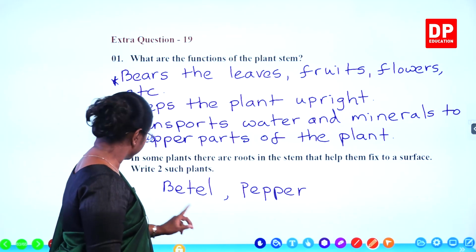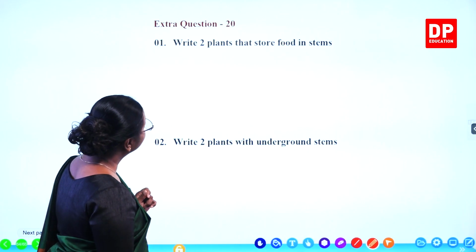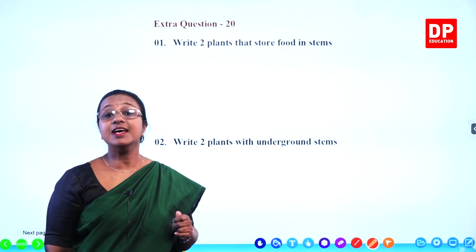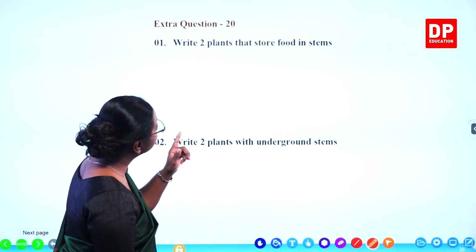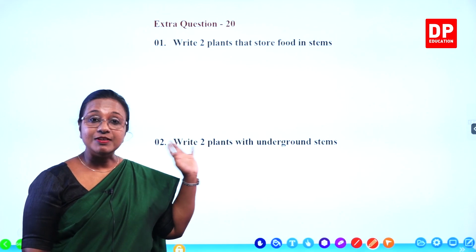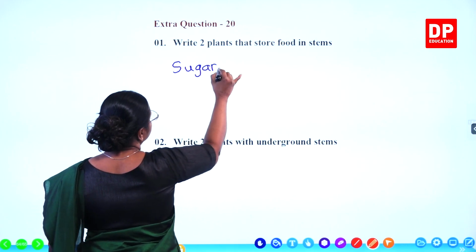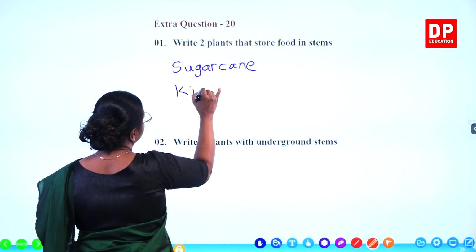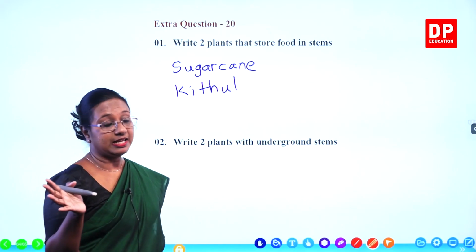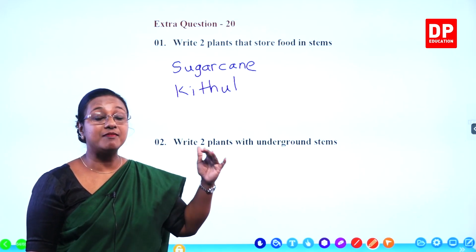Is this correct? So with that, I will move on to the last question, extra question 20. Write two plants that store food in stems. Can you tell the examples? Sugarcane and kithul. But here you can also include underground stems. But we will just stick to the aerial stems. Sugarcane and kithul. Because they have not mentioned what stem, you can write any. But here I have written both examples where food is stored in the aerial stem, above the ground stem.